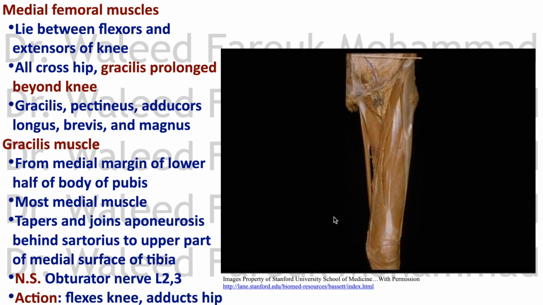The nerve supply is by the obturator nerve, and the action, because it passes the knee, it flexes the knee as well as it adducts the hip joint. Okay, so remember this about the gracilis. Remember the action on the knee because it passes the axis of the knee.